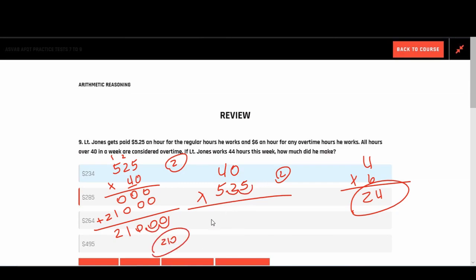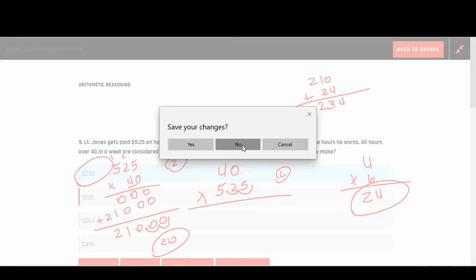So in other words, he earned $210 at his regular rate of pay and $24 for his overtime. So let's combine those. 210 plus 24. 4 plus 0 is 4. 2 plus 1 is 3. 2 plus nothing is 2. So we can see that this one is going to be 234.